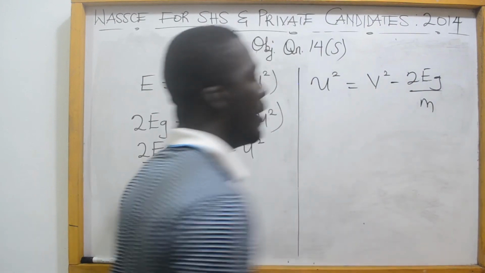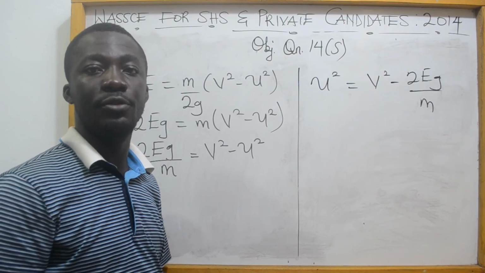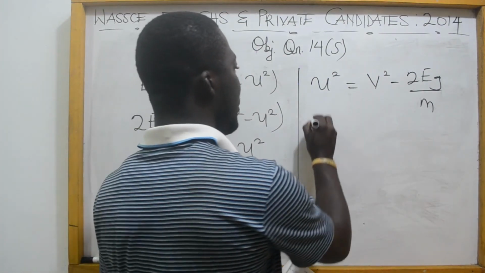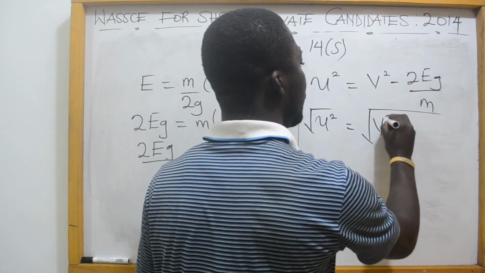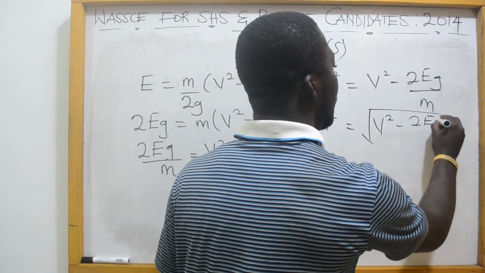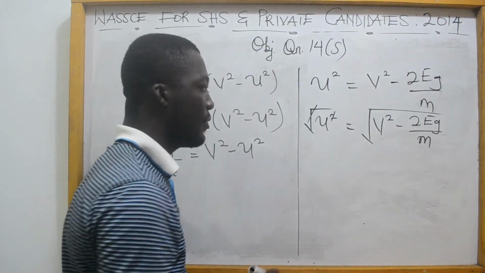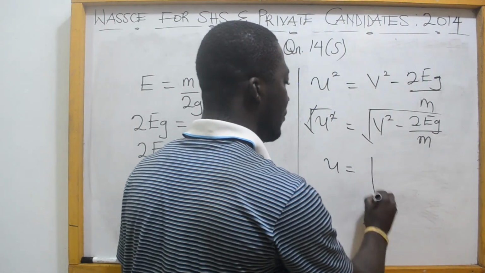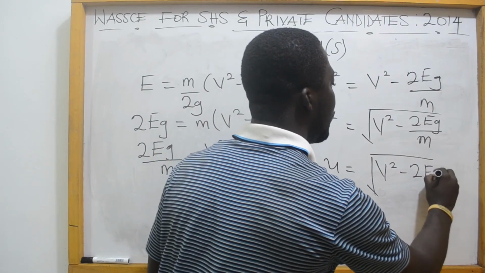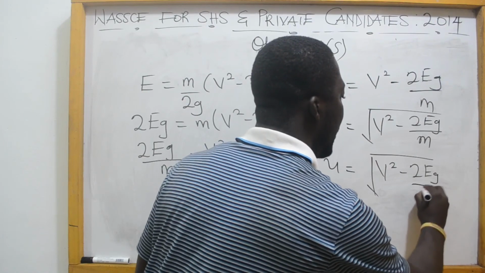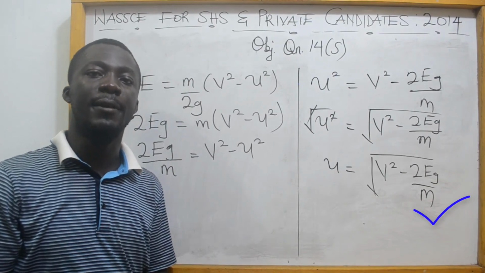divided by M. So if you want to make U the subject, we take the square root of both sides, meaning square root of U squared is equal to the square root of V squared minus 2EJ divided by M. This square root will take away the square root, and we have U is equal to square root of V squared minus 2EJ divided by M. And that is our final answer.